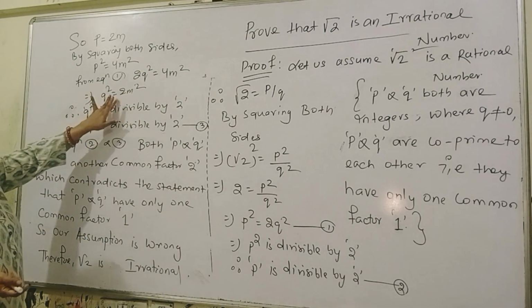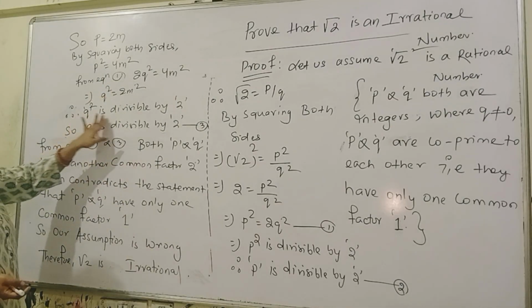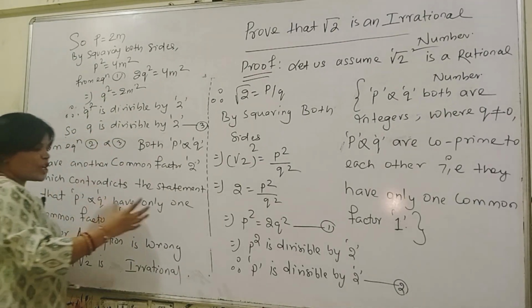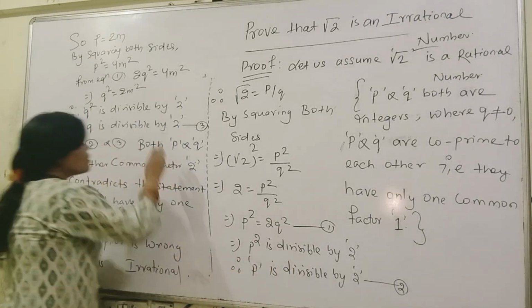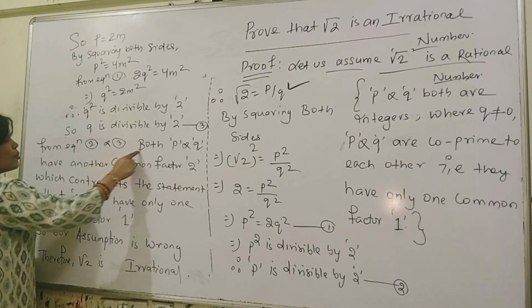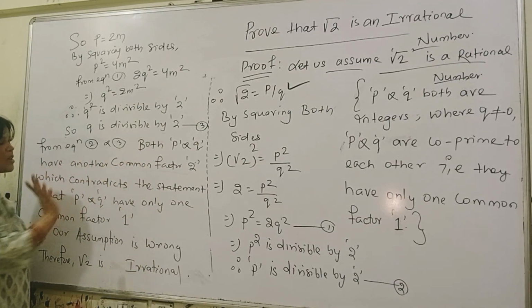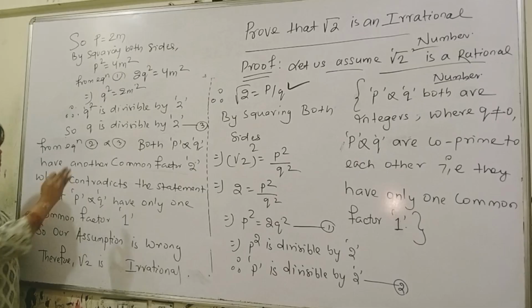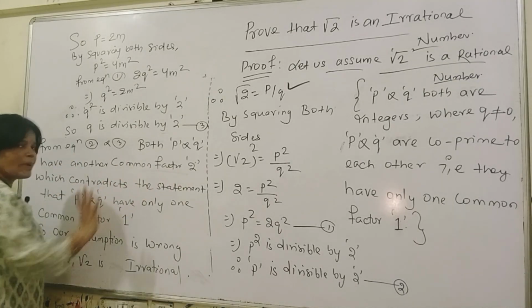Now Q square is twice of something. It means Q square is divisible by 2. तो definitely Q is divisible by 2 होगा. Equation 2 में P is divisible by 2. Equation 3 में Q is divisible by 2. तो from equation 2 and 3, both P and Q have another common factor 2. Equation 2 and equation 3 से हमें P and Q का another common factor 2 मिला.